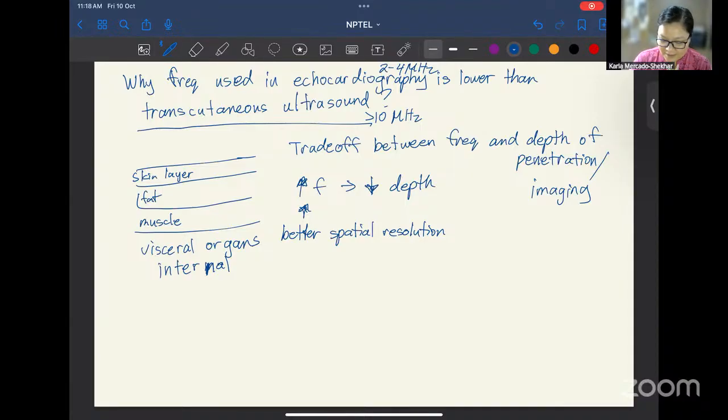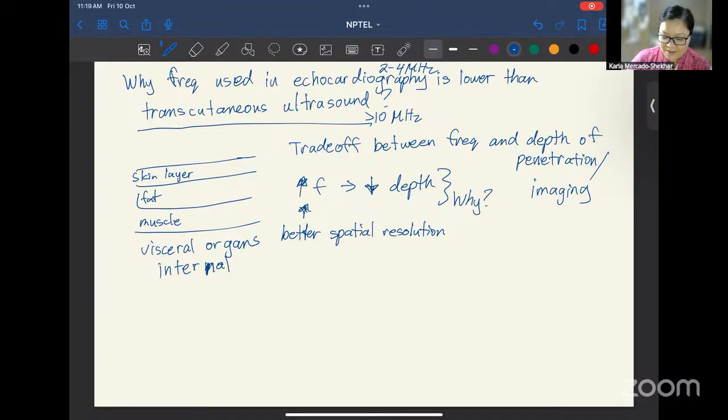So this works out. For echocardiography, you need to image more than 4 to 6 centimeters deep into the body. So you would need a frequency of 2 to 4 megahertz, which can actually penetrate deep into the body. So why does depth of penetration have an inverse relationship with frequency? Why does this happen?